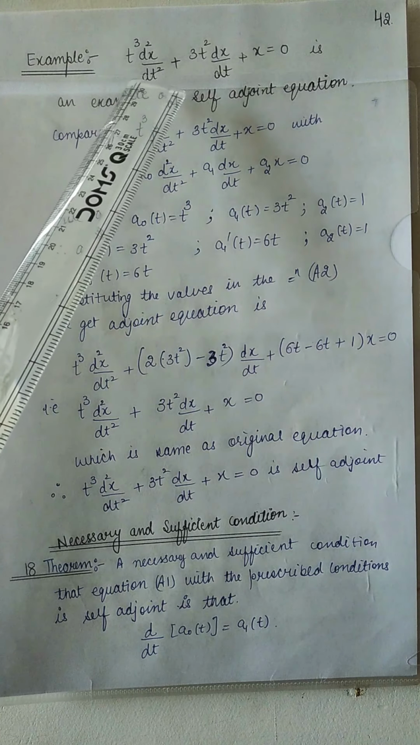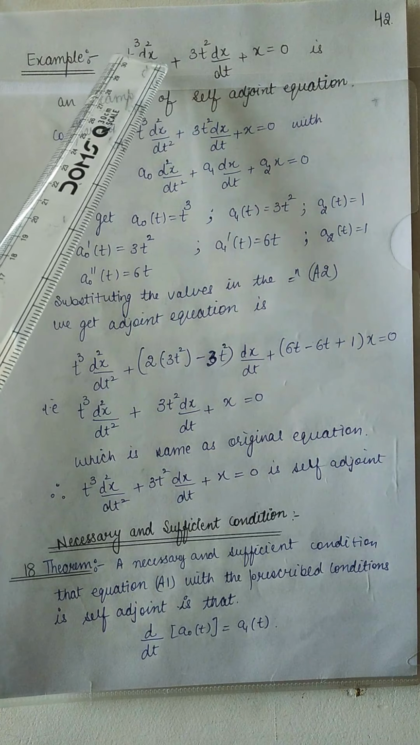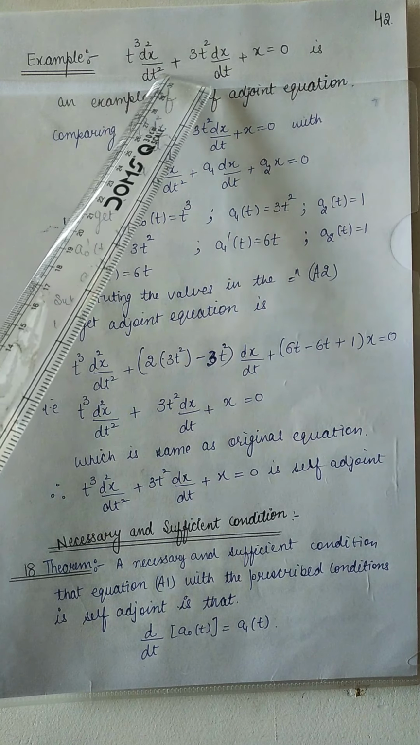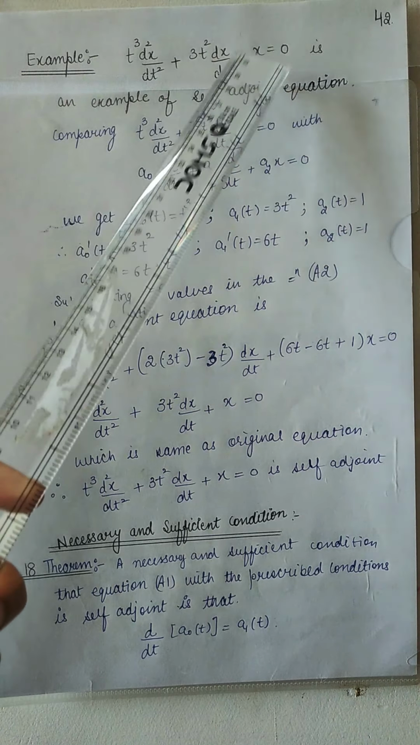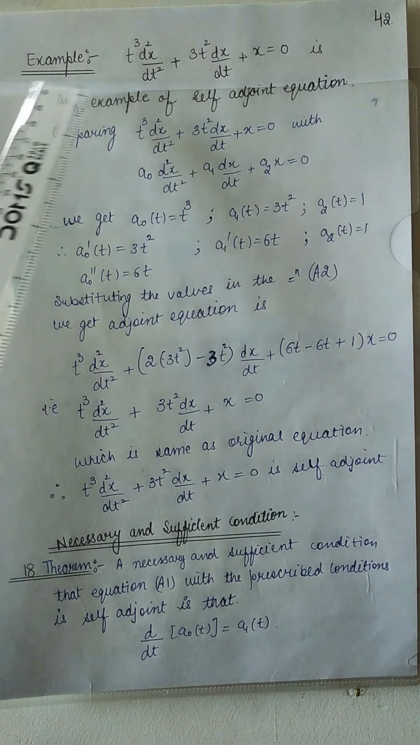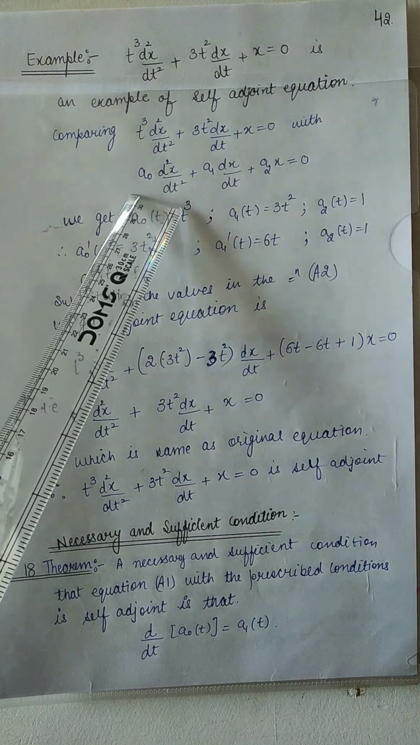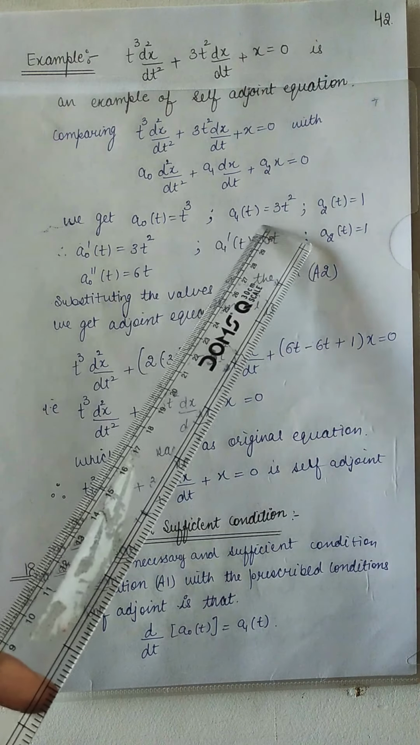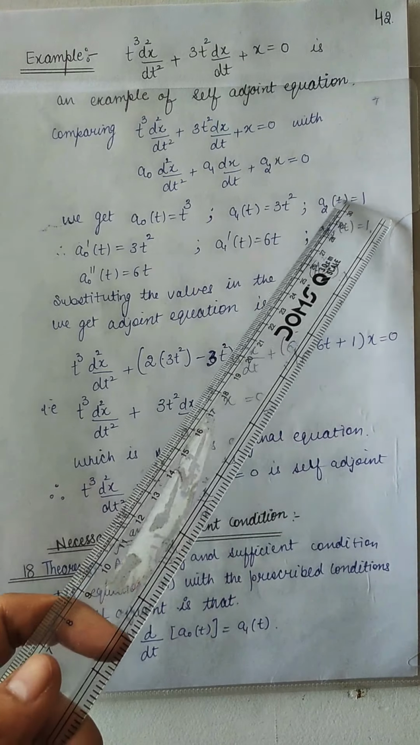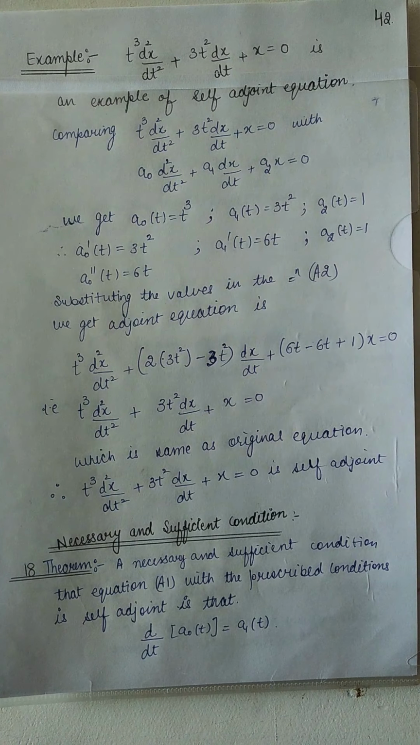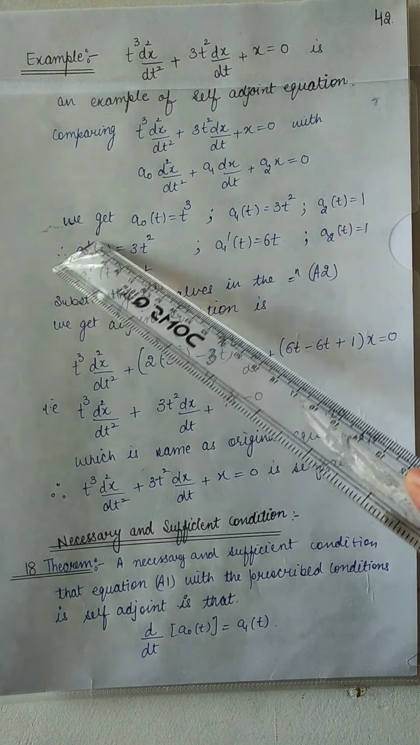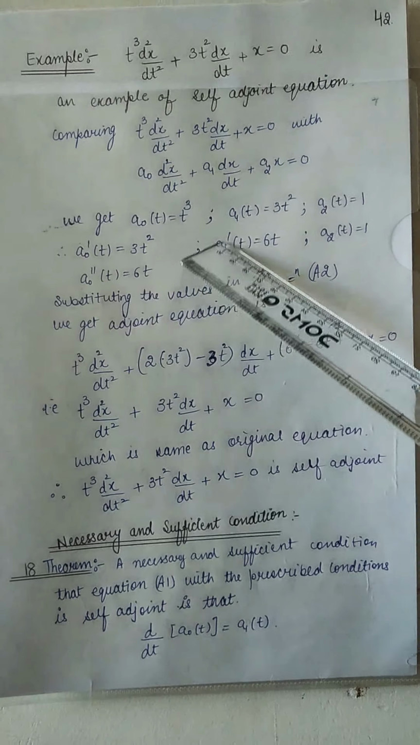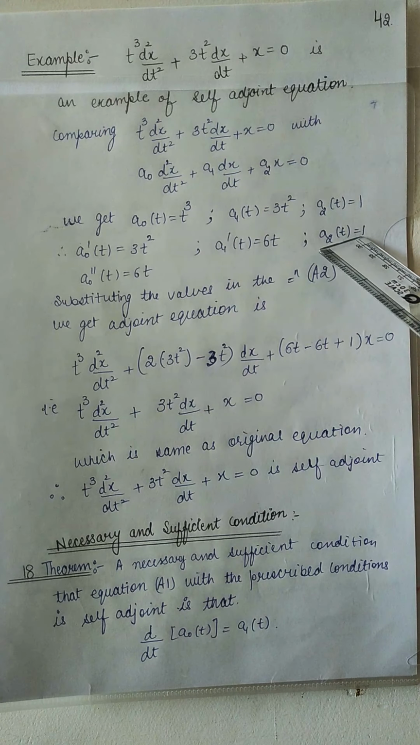Let us see the example of an adjoint equation. We have given the equation t cube d square x by dt square plus 3t square dx by dt plus x is equal to 0. If you compare, you get that a naught t is equal to t cube, a1 t is equal to 3t square, a2 t is equal to 1. And after taking the derivatives, a naught dash t is equal to 3t square, a naught double dash t is equal to 6t, a1 dash t is equal to 6t, a2 t is equal to 1.